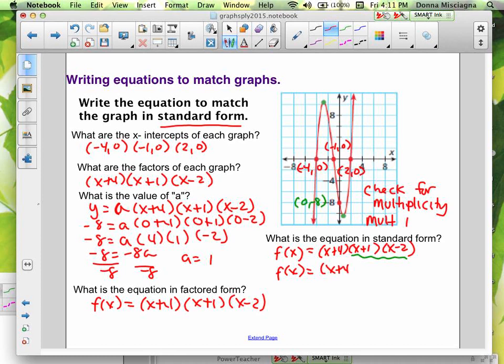So x plus 4 equals, so I'm going to multiply the last 2. X times x gives me x squared. Outer terms, x times -2 would be -2x. Inner terms, 1 times x is x. And last terms, 1 times -2 is -2. Combine our like terms, f of x equals x plus 4 times x squared. That -2x plus x is a -x minus 2.